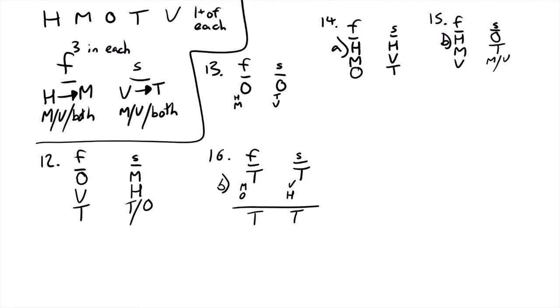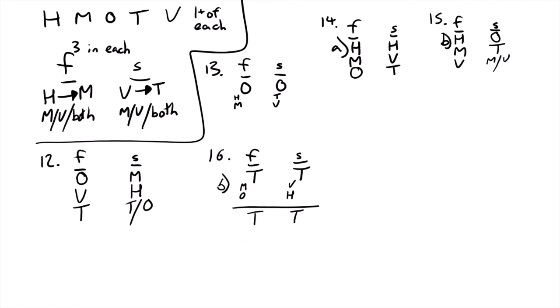Let's go ahead and look at D, M, and O in the spring. Well, if we have M and O in the spring, that means that H and V would have to go into the fall because they are the only two letters left, and H would bring in M, which would overload that group, so that doesn't work either.